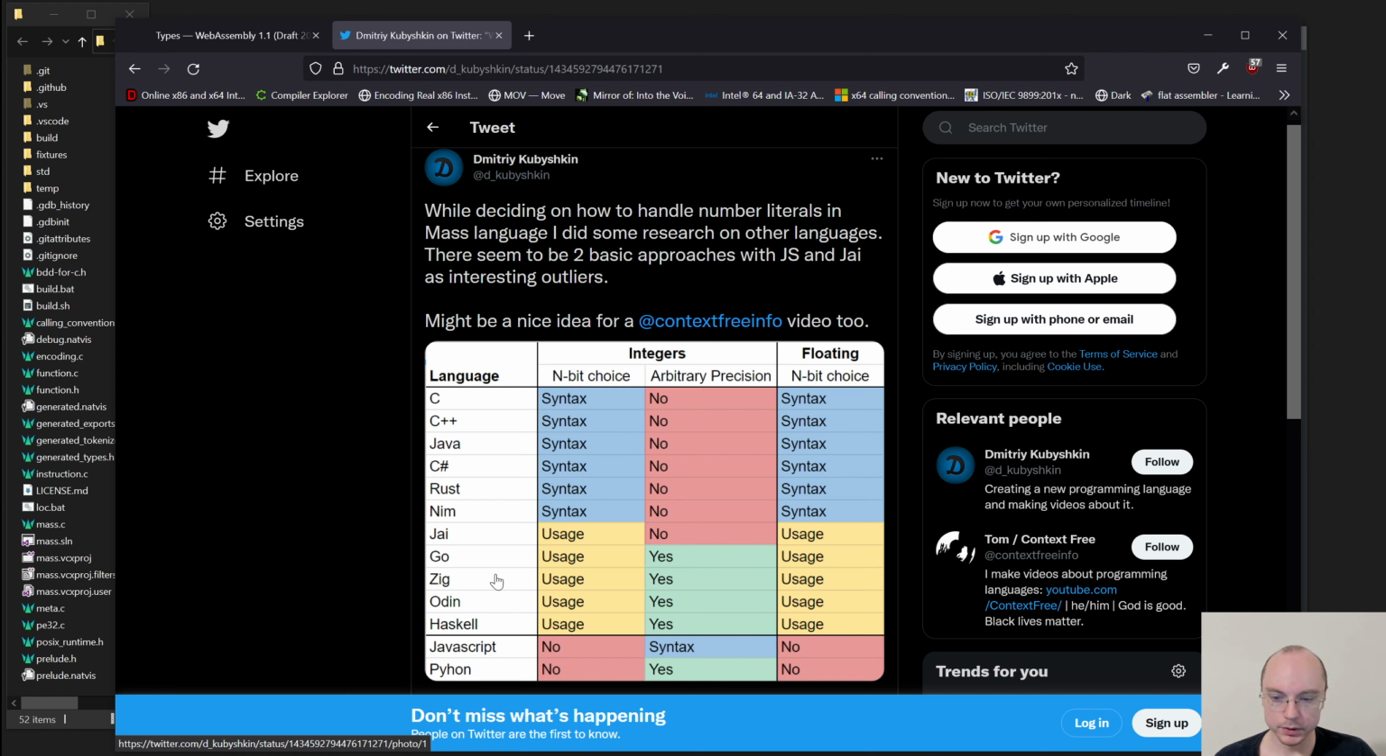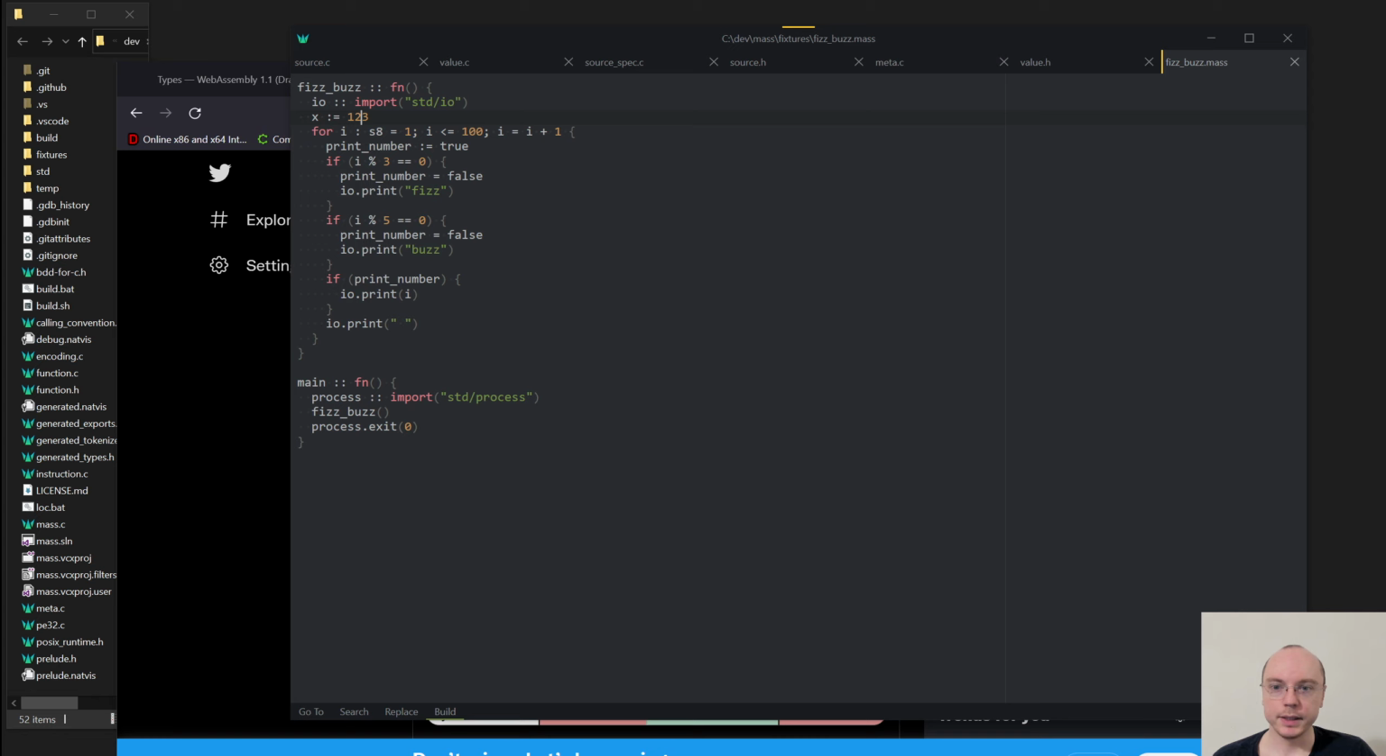So a lot of newer languages such as Go, Zig, Odin, and Haskell to a certain extent, they just implement arbitrary precision integers or big int types, which means that as long as you do any kind of operations at compile time, so if you do something like this with a very long number, it will be perfectly fine in those languages.